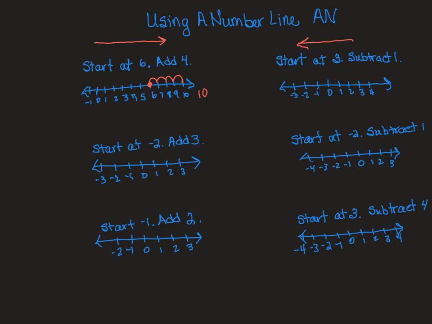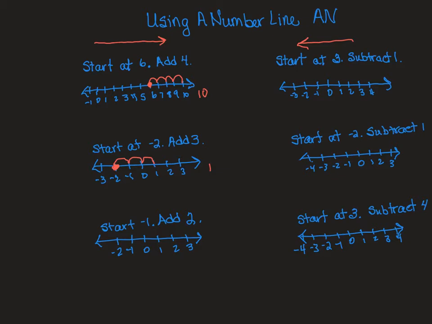Okay, and the next one says I'm starting at negative 2. I'm adding 3. Now I have a negative and a positive, but I'm adding, so I'm going in the increasing direction. 1, 2, 3. And so my answer is 1. I'm starting at negative 2 and I'm adding 3. I'm adding, so I'm going to the right. I'm going up the number line.